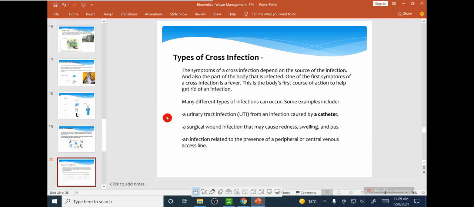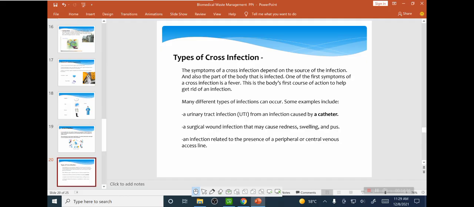Then what are the types of cross infection? There are many different types of cross infection. Firstly, we have urinary tract infection. Urinary tract infection is caused mainly by catheters. Catheters are inserted mainly in long-term patients and surgery patients.